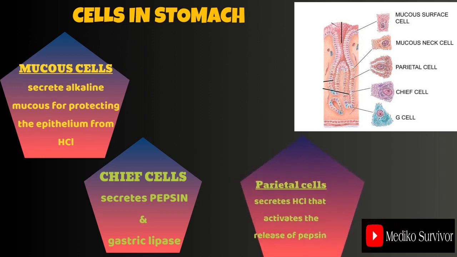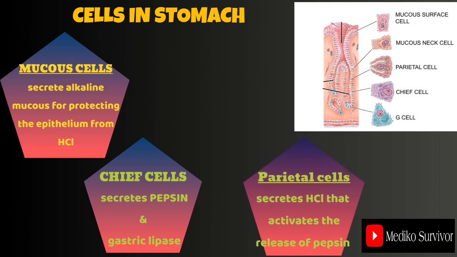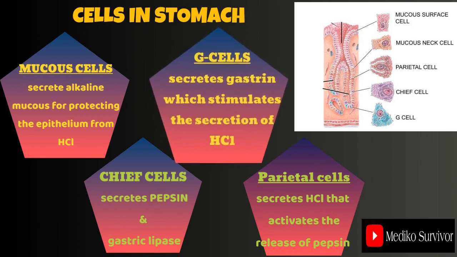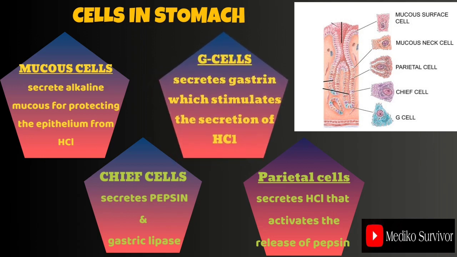Number 3. Parietal cells secrete HCl that activates the release of pepsin, and it kills any microbes that are found in bolus. Number 4. G cells secrete gastrin, which stimulates the secretion of HCl.